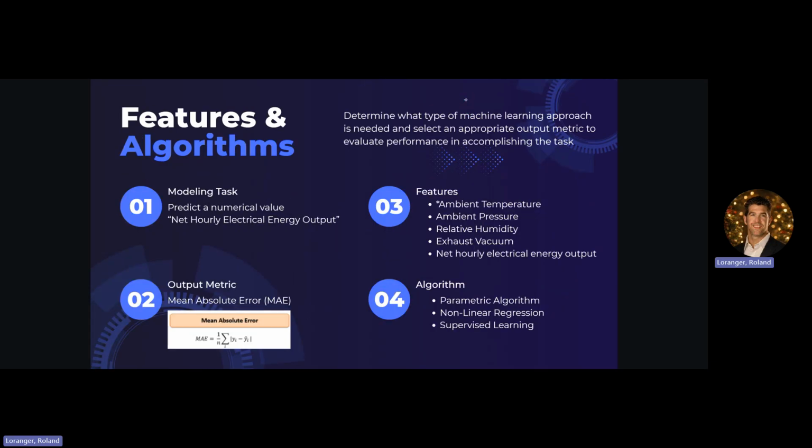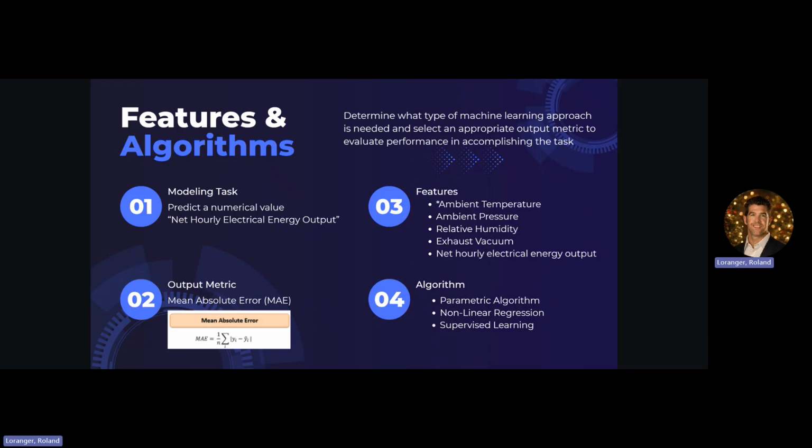From a features and algorithms perspective, determine what type of machine learning approach. The modeling task that I'd identified was to predict a numerical value, with the net hourly electrical energy output being the prediction itself. This lends itself to a parametric algorithm since it is numerical, a nonlinear regression based on my review of the materials and the data that was included, in a supervised learning approach.